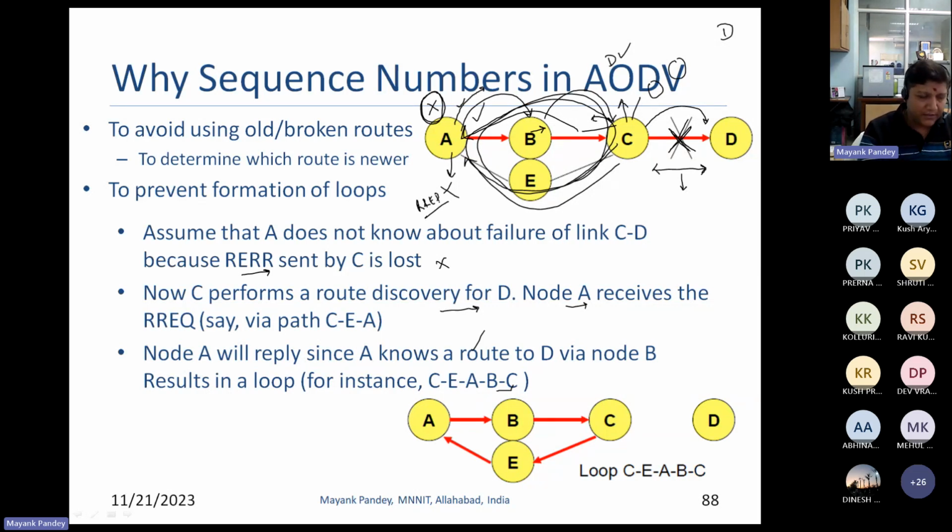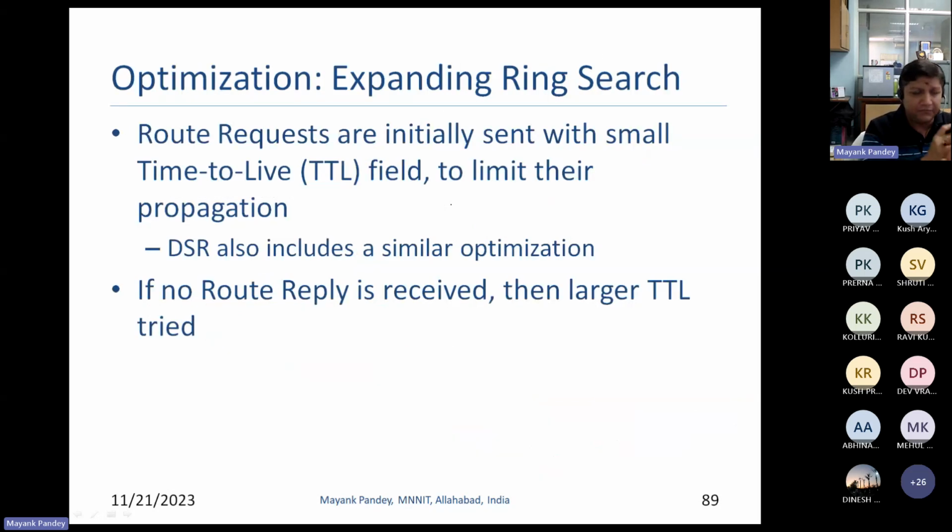RREP intermediate node तभी भेजेगा जब उसके पास जो RREQ में डेस्टिनेशन सीक्वेंस नंबर है उसके बराबर या उससे ज्यादा डेस्टिनेशन सीक्वेंस नंबर की एंट्री होगी. So in this way, sequence numbers in AODV are useful for avoiding this. There can be some optimization which we can do. Expanding ring search. Normally we don't send RREQ arbitrarily for all the network. RREQ are initially sent with a smaller TTL. The next phase some larger TTL, then larger TTL. So as to limit the broadcast.